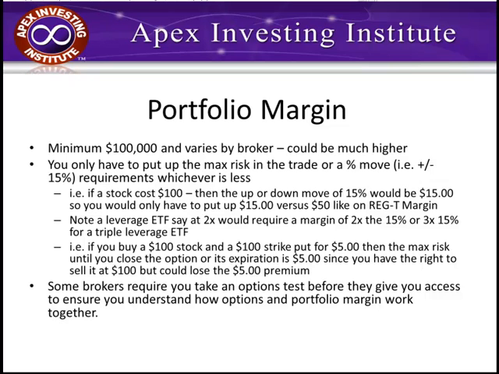So if the stock drops to $50, I can still sell it for $100. I didn't lose my $50 because I sold it at $100, but I did lose my $5. And again, we'll go over that more on options next week, and we'll really break it down for you. But $5 is the max risk, therefore $5 is all I have to put up to buy the $100 stock. Okay? So that's portfolio margin: the risk, or a 15% move, or greater if it's like an ultra leveraged ETF.